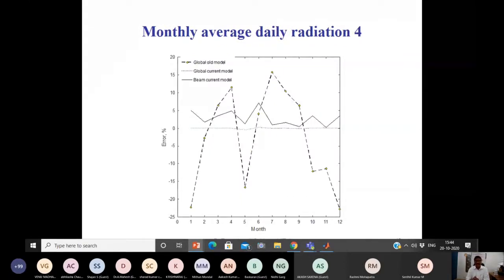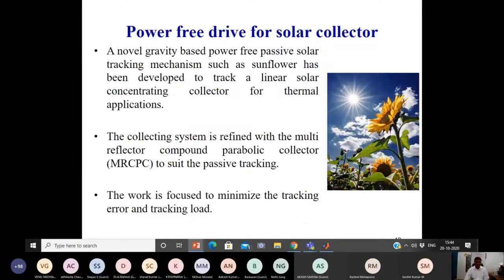Here is the comparison of the old model and the predicted model as per the current model, for both global radiation and beam radiation. The old model results in a larger amount of error compared to the current model. One reason is that the number of coefficients has been increased, and also the mathematical model is switched from a linear model to a non-linear model.